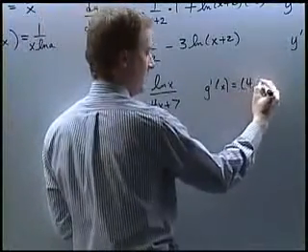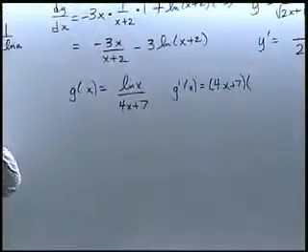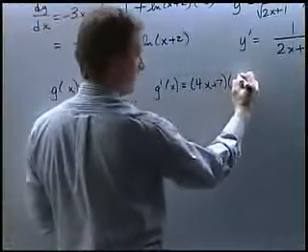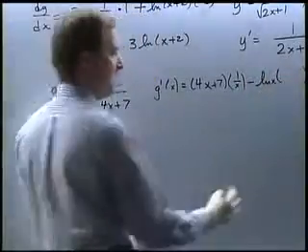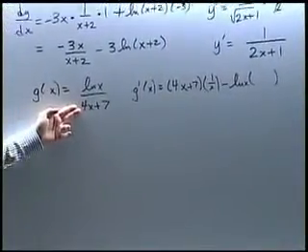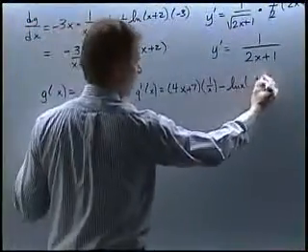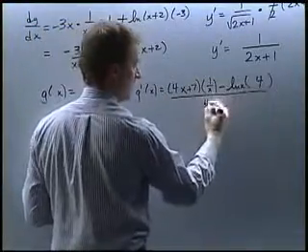Okay, so I've got the bottom component times the derivative of the top, which happens to be what? 1 over x. Okay, then minus the top component times the derivative from the bottom. Times 4. And then divided by the bottom component squared.